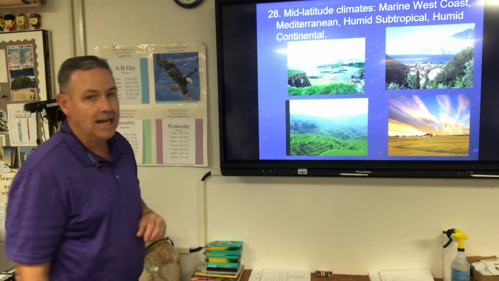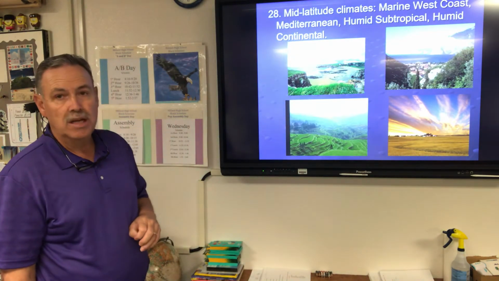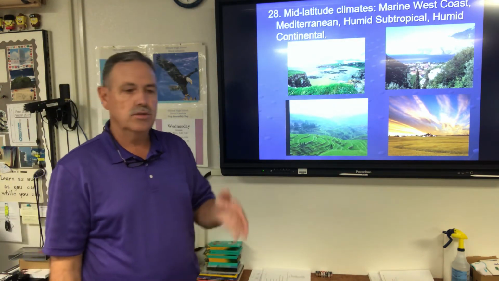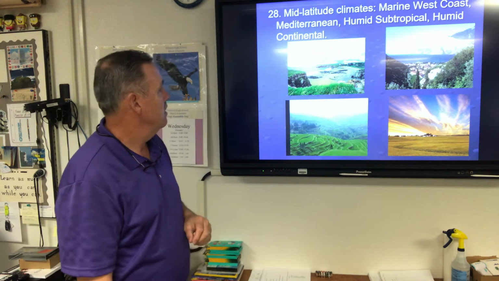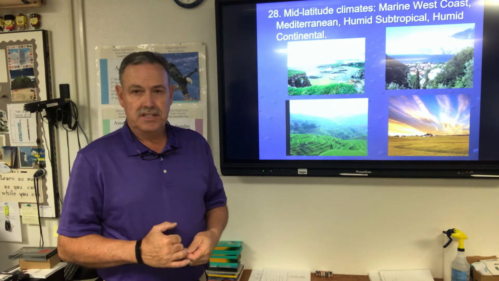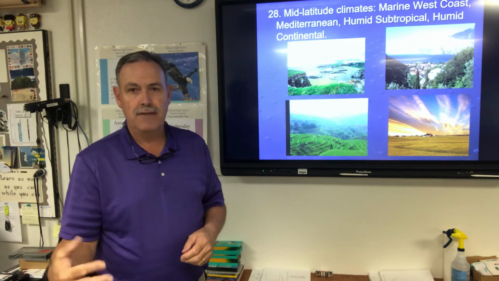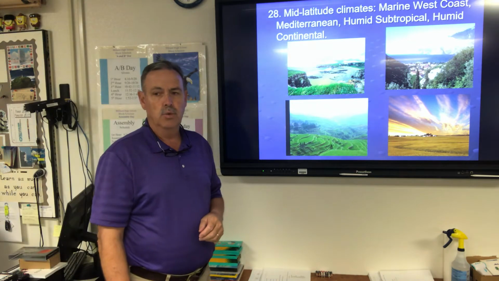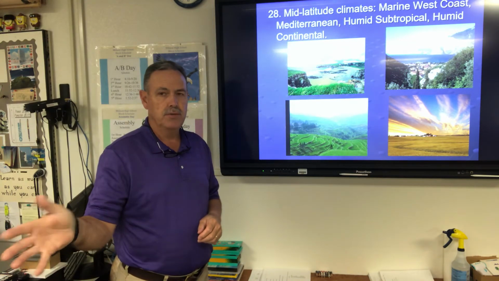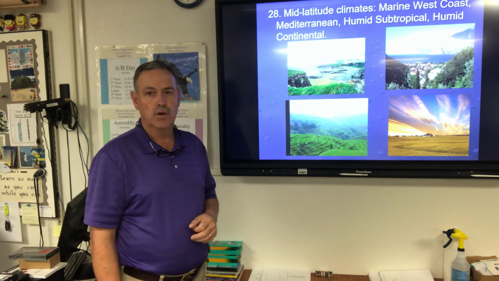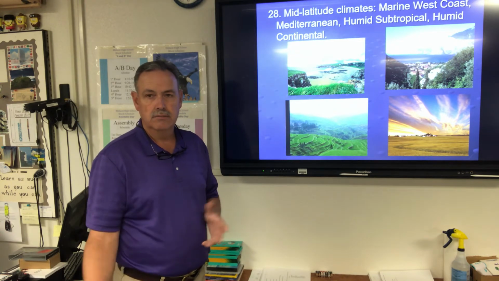Okay, mid-latitude climates. There's a marine west coast. So marine, of course, having to do with water, and west coast, like in California. Mediterranean. Those countries that border on the Mediterranean Sea, southern Europe and northern Africa, and the eastern side of the Mediterranean would have the very extreme southwest Asian countries, Israel, Jordan, Syria, that type.